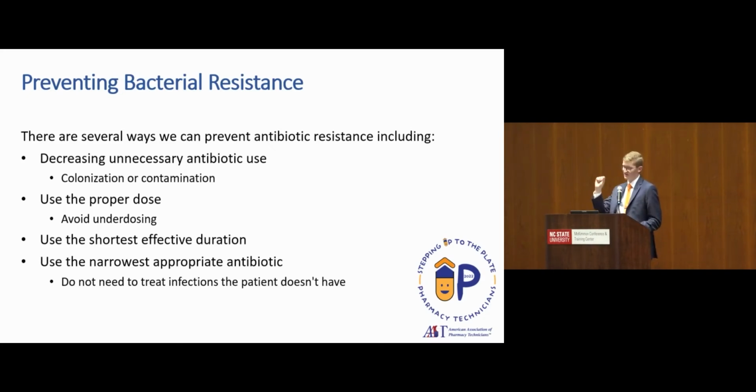Because if we give just too little of the antibiotic, then that could just expose the bacteria to the antibiotic so that it becomes familiar with it, but it doesn't actually kill the bacteria. So we want to avoid underdosing, always use our appropriate doses, and then for the shortest effective duration. A lot of times we may think, oh, we'll just use 7 days of antibiotics. That seems like it'll be a good number. But sometimes we can use shorter durations like 5 days and 3 days for certain indications. We want to use the narrowest appropriate antibiotic. We talked about transitioning from empiric to definitive earlier. Whenever we identify what the causative bacteria is, we can transition to an antibiotic that just targets that bacteria.